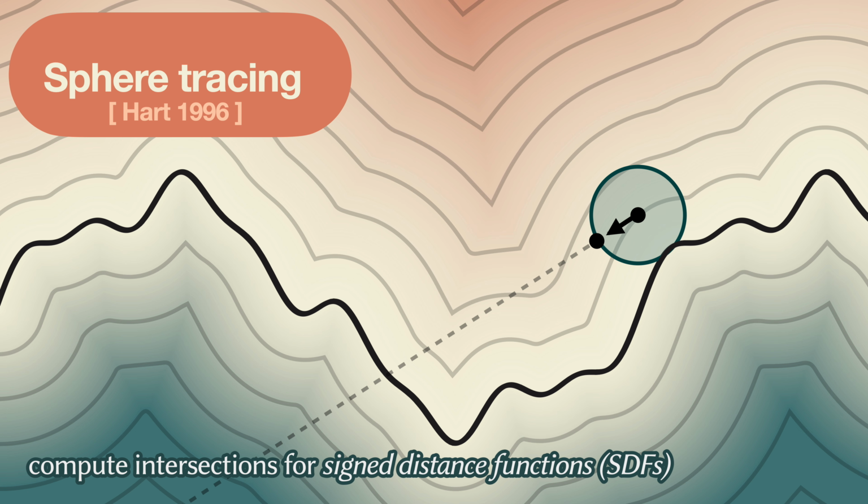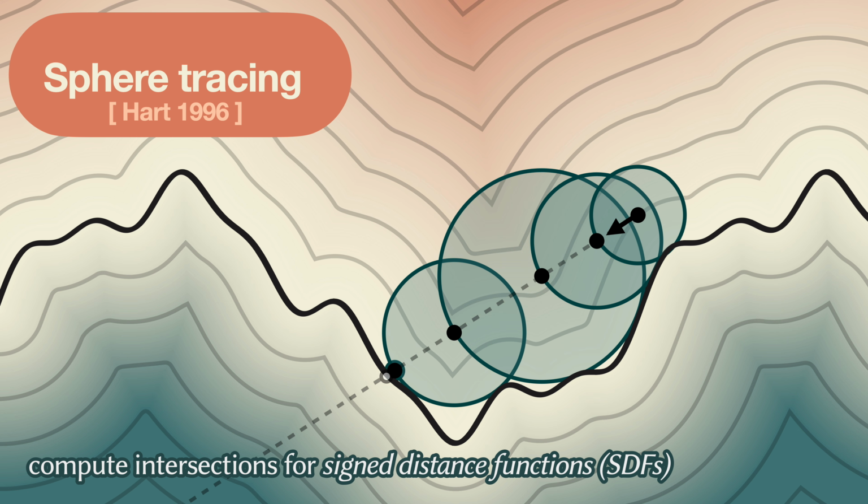Now we have a new point, we can evaluate our signed distance function again, giving us another empty sphere, so we can take another safe step, and we can keep doing this until our signed distance function tells us that we've gotten close enough to the curve, at which point we return an intersection.